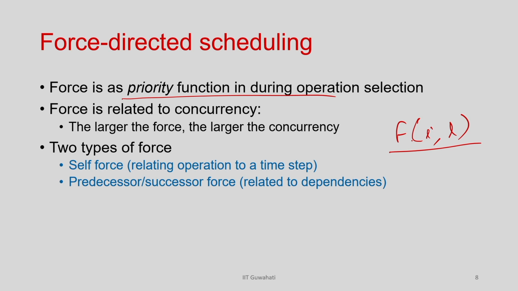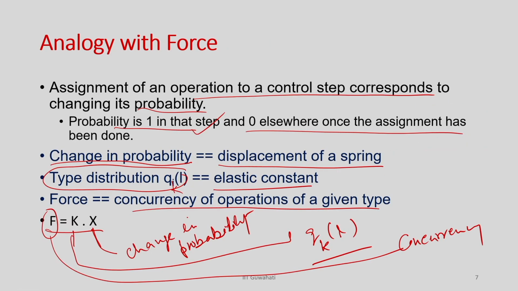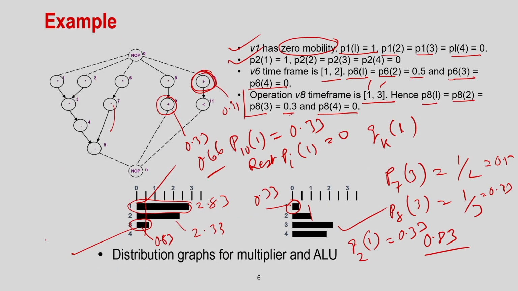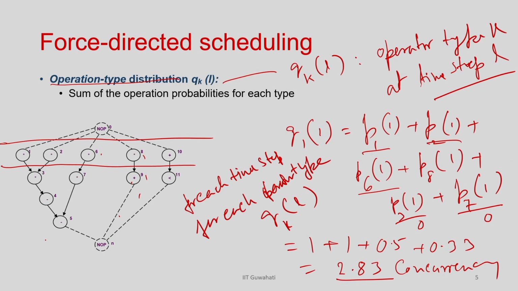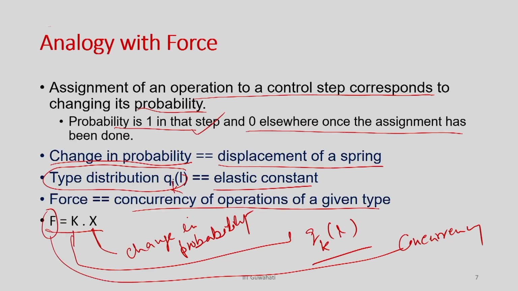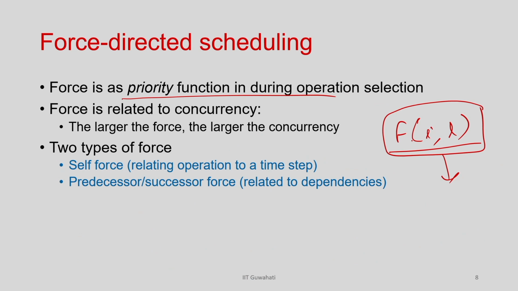So, let us identify what this force is now, right. So far I have not talked about the force, we just calculated these things. I know that the force is concurrency, but how do we calculate it, right? How do we calculate it from this Qik and this Pi, whatever values I have already obtained so far? Let us try to understand. There are two types of forces: one is the self force and another is the predecessor-successor force.